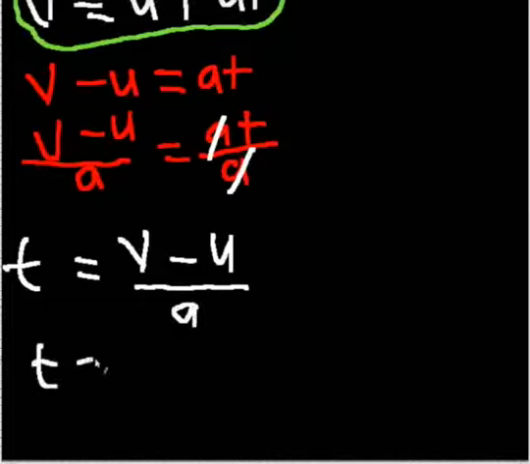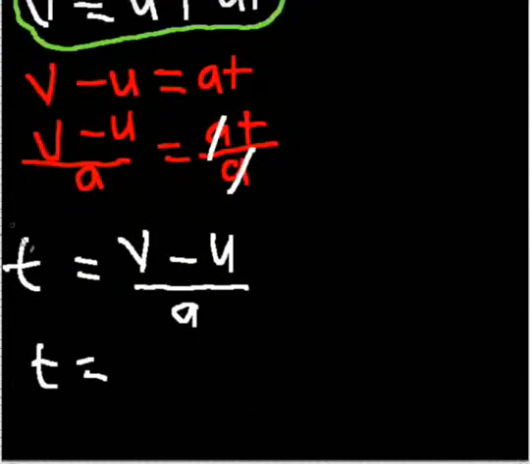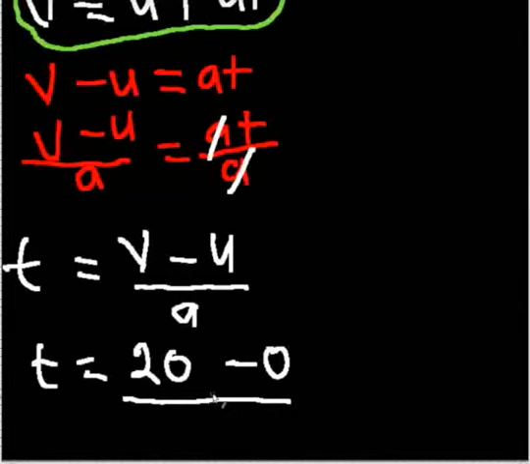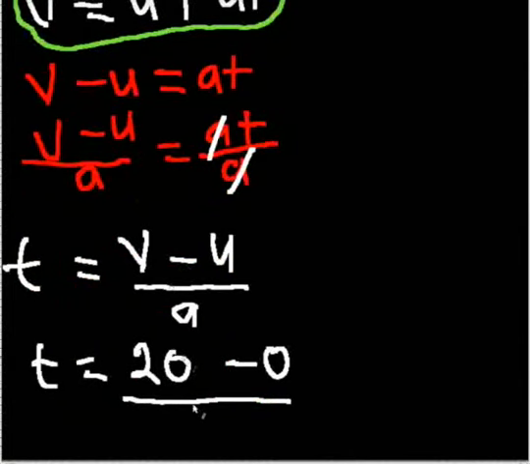So we plug in our values here. Our V, that's the velocity, or change in velocity, which will simply be 20 minus 0, all over our acceleration, which is 2. Twenty minus 0 is the same thing as 20 all over 2, or divided by 2. Our answer becomes 10 seconds.